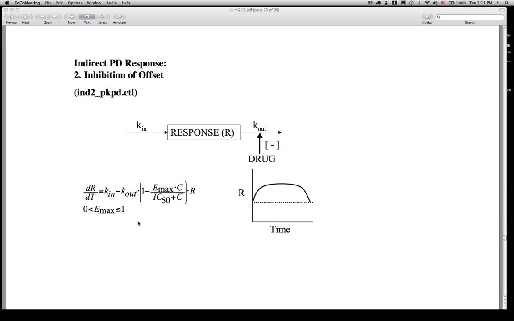Here's another one where we have inhibition. This is inhibition of the offset. So we inhibit the first order rate constant K out. And so now the expression again is the zero order input minus the first order output times this inhibitory expression. Again, Emax has to be constrained to be between 0 and 1 because you can't have more than 100% inhibition. But by inhibiting the exit rate constant, what you end up with is a buildup of that response or the response mediator over time. And then, of course, as drug concentration comes back to 0, this response drops back to baseline.